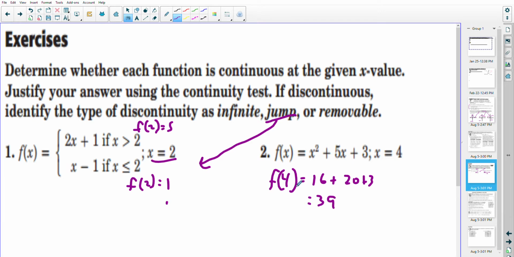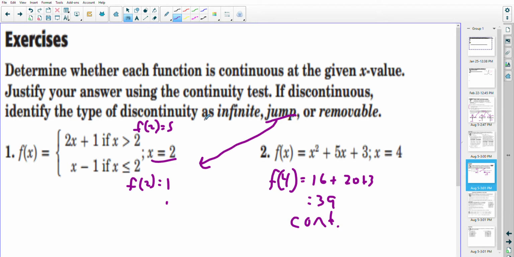4.1, 4.09, 4.08, 4.0001, you're going to see that that value is going to get closer and closer to 39. So that means that this function is going to be continuous because f of 4 exists. f of 4, from the left side, is going to approach 39, and from the right side, it's also going to approach 39.